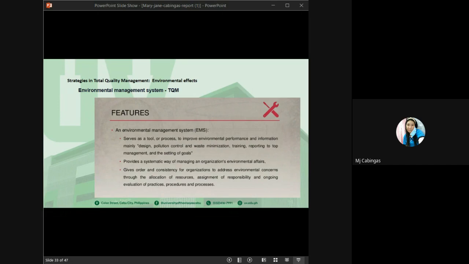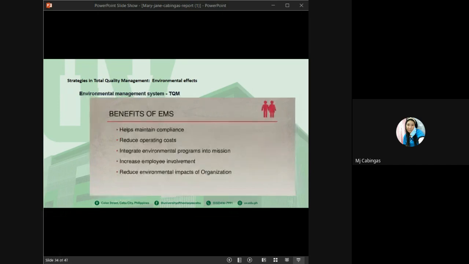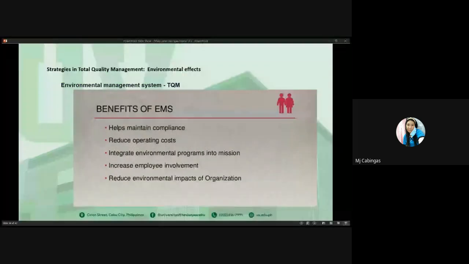So, what are the benefits of EMS? It helps maintain compliance, and then it reduces operating costs, integrates environmental programs into the mission, increases employee involvement, and reduces environmental impacts of the organization.